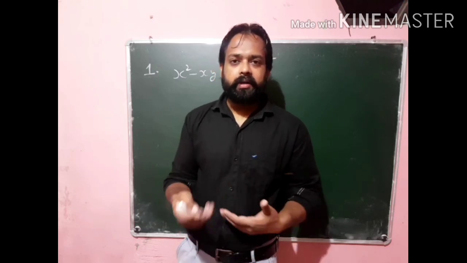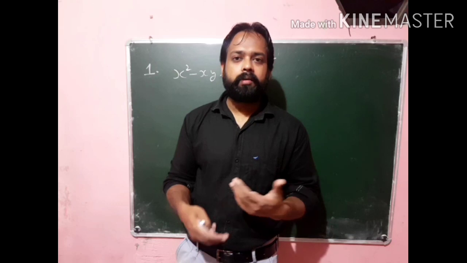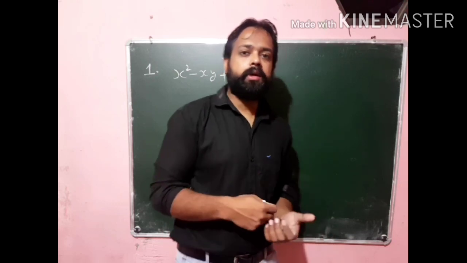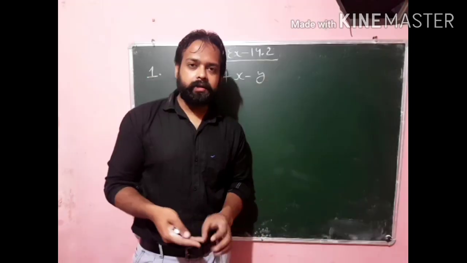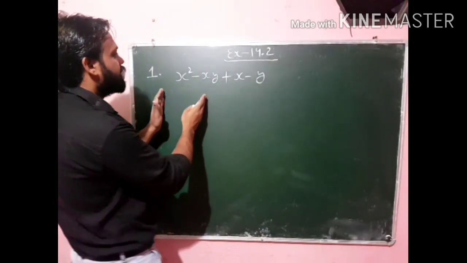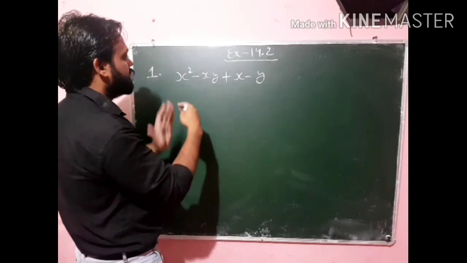Now how can we find the factorization by grouping, or how can we make the groups in the algebraic expression? See this one carefully. The next important thing is that when we are making the groups, we have to take only two terms in each group.